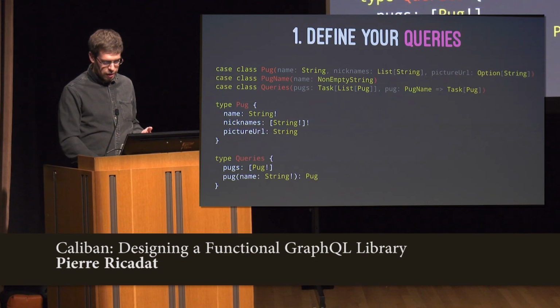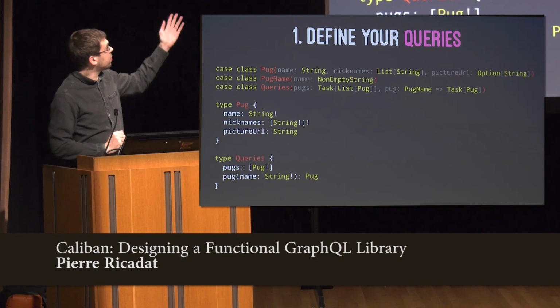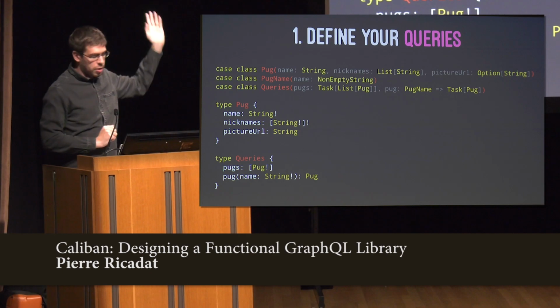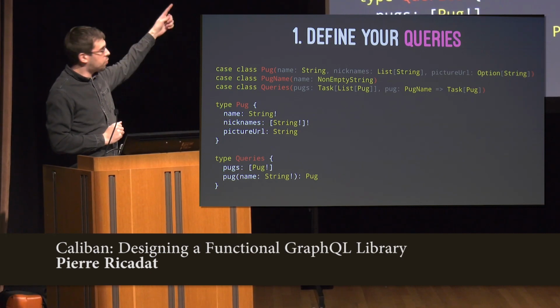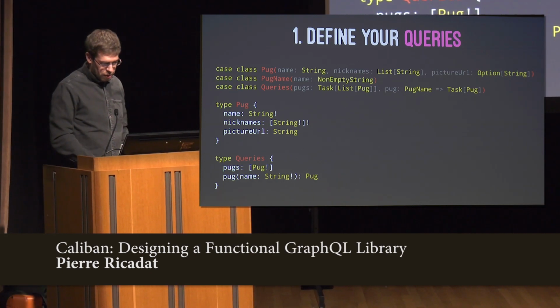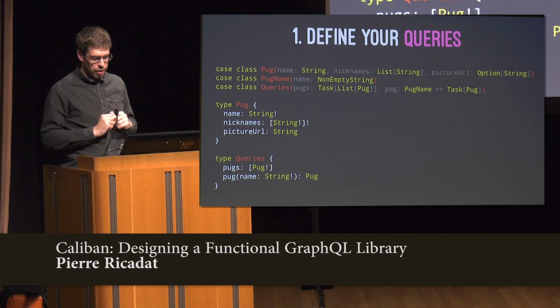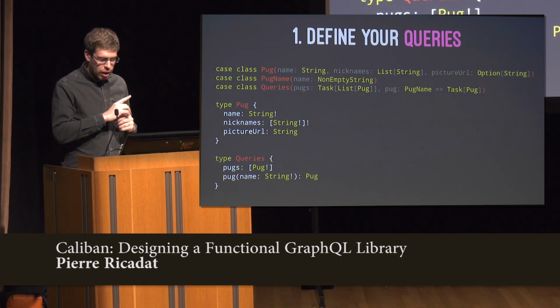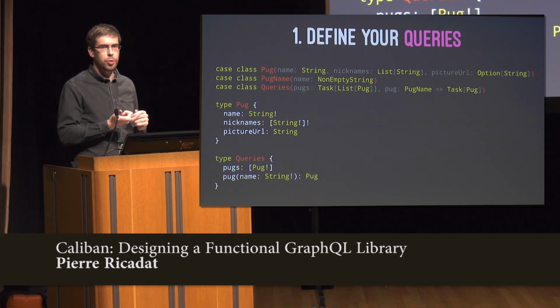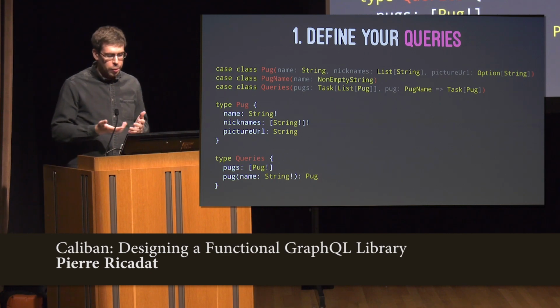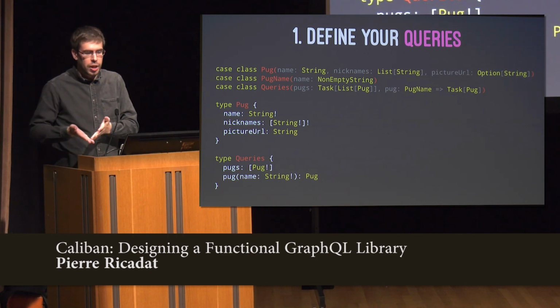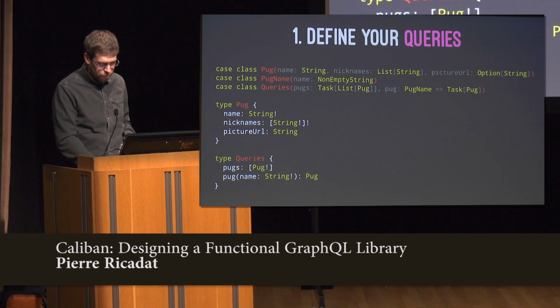So let's see it in action. Again, I have those case classes that are similar to the previous examples. It will generate the GraphQL schema that you see in the bottom. One difference with the previous example is that I used non-empty string instead of just a string. Here, it's a non-empty string class from the refined library. So Caliban and Magnolia will not know how to handle this field.